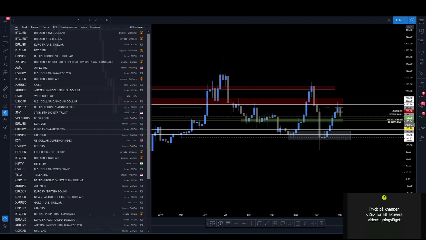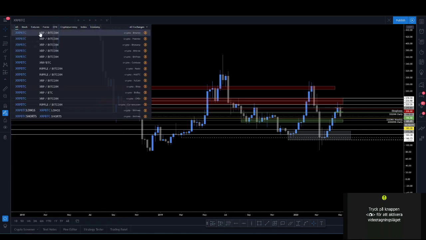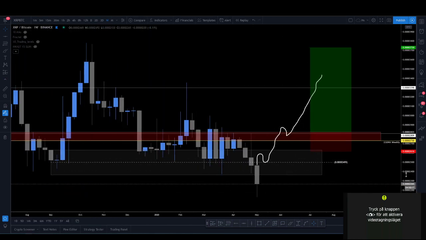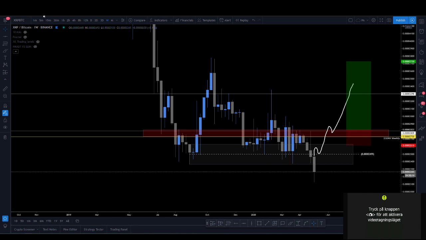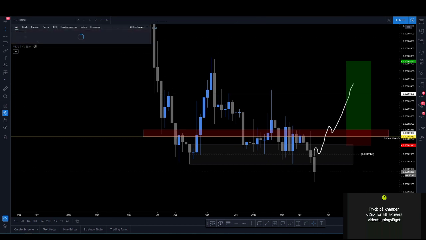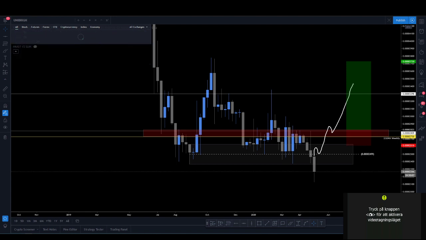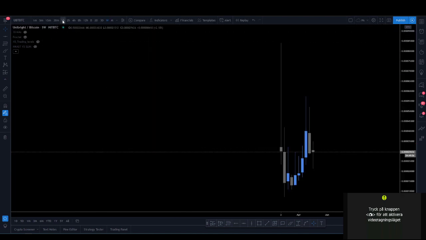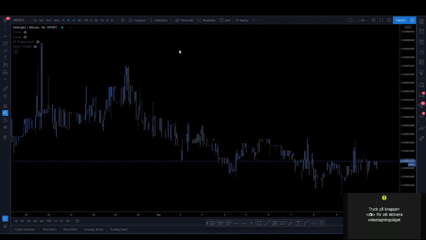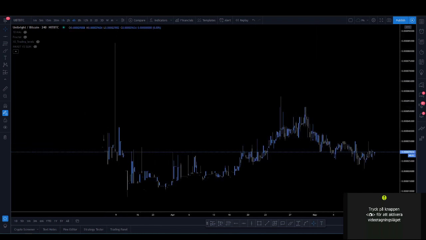We got XRP. Let's take a look at XRP because everybody loves XRP, right? So let's take a look at XRP BTC. This is something that Unibright. How do you spell that? Unibright Bitcoin. You want me to short Unibright Bitcoin or Unibright versus Ethereum? I can't short anything else, so it's going to be versus Bitcoin. Well, I don't know, guys.